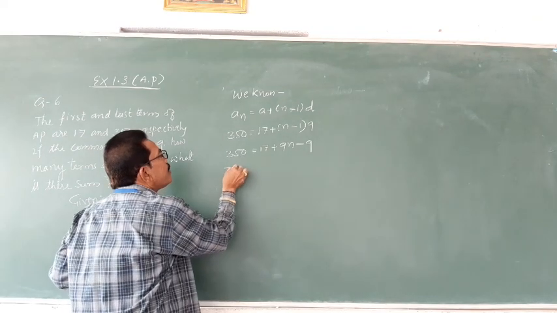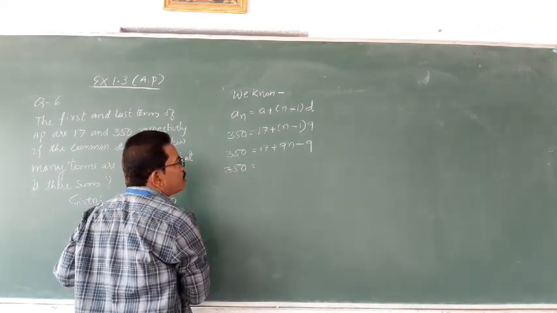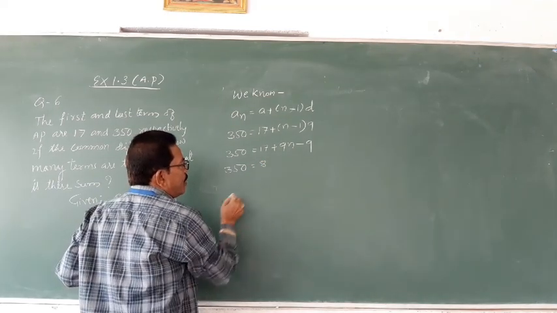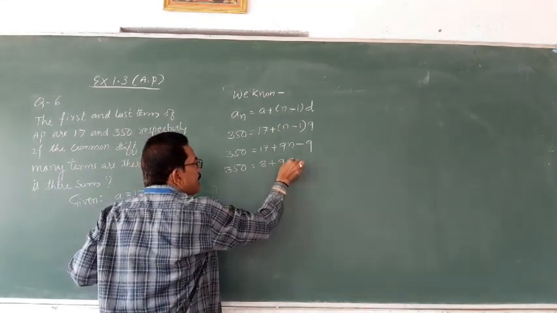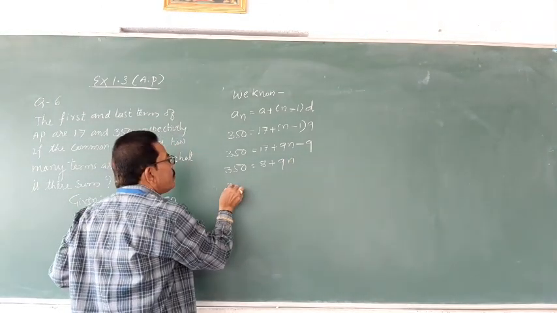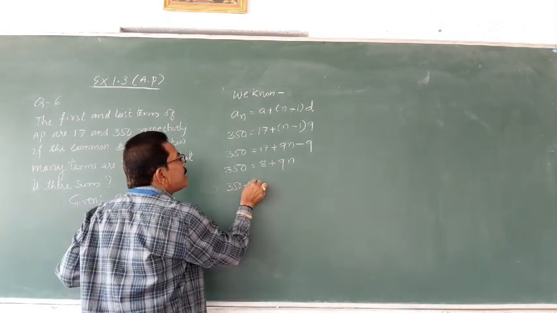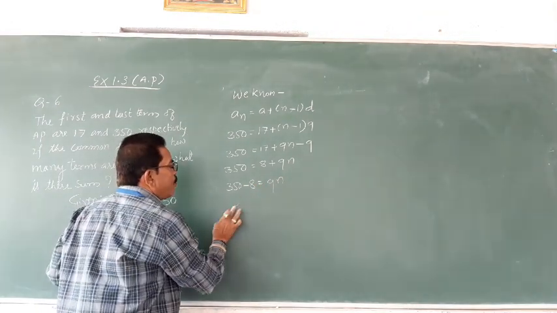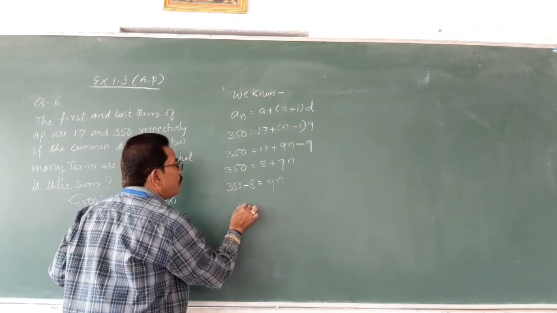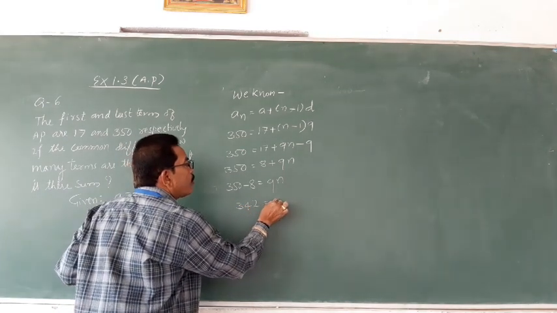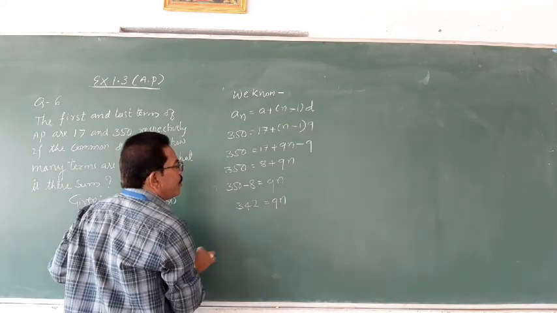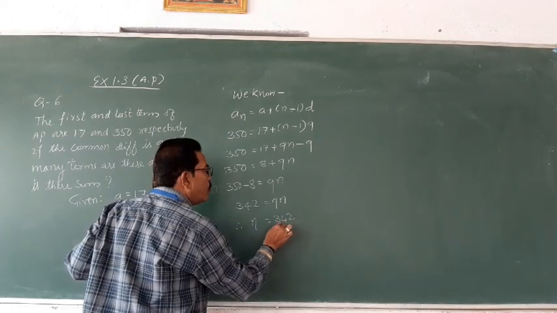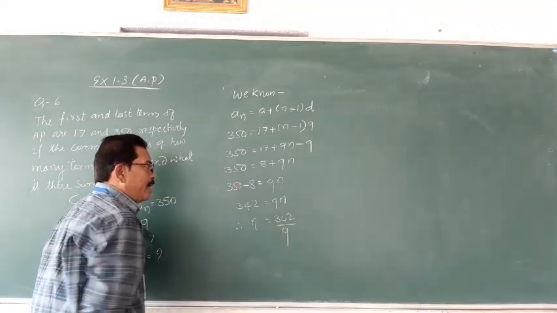Okay, 350 equals 17 minus 9, 8, plus 9n. 350 minus 8 equals 9n. 342 equals 9n. Therefore, n equals 342 divided by 9.